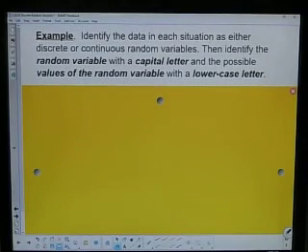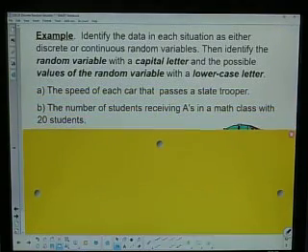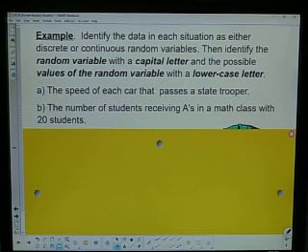Identify the data in each situation as either discrete or continuous random variables. Then identify the random variable with a capital letter and the possible values of the random variable with a lowercase letter. All right, here are the two questions. I'm just going to give you a few moments to try and answer those questions. Again, pause the video.